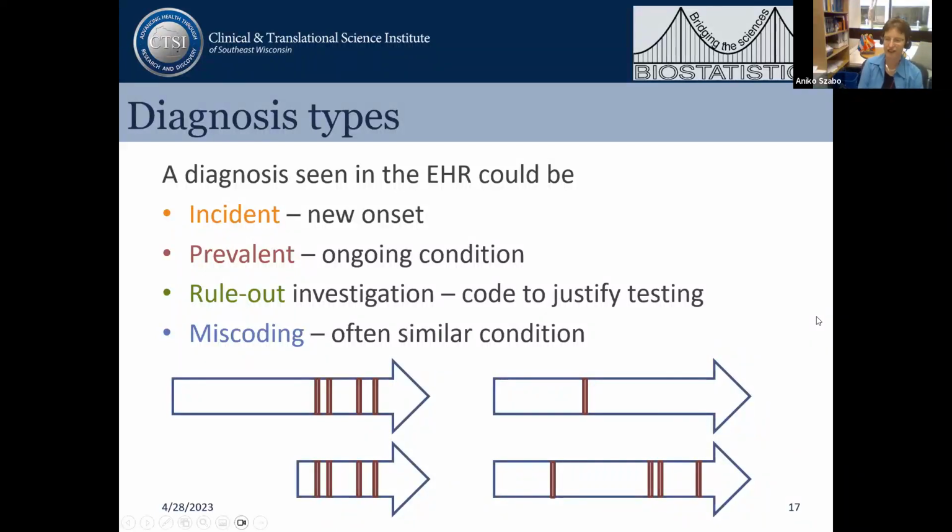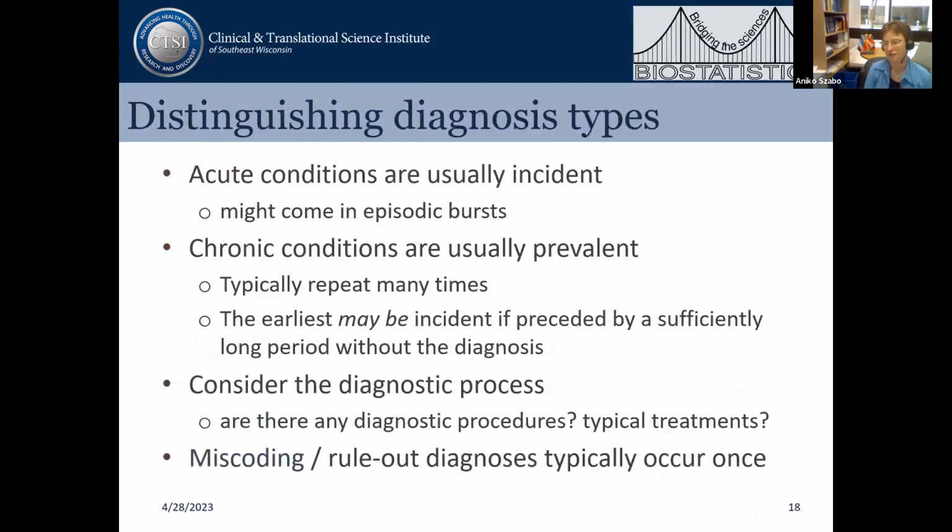So this kind of thing, you really need to know the context of the disease and think about it from a clinical perspective to be able to make such decisions. More generally, when we have acute conditions, we usually can assume that a code, if we see it, was the incidence. Sometimes they come as multiple related codes around the same time, maybe return visits, or testing related to the same thing.